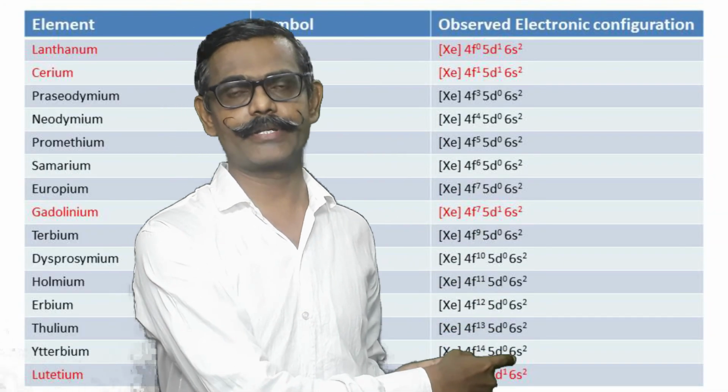Likewise, we can write the electronic configuration for the other lanthanoids. Here, lanthanum is an exception, cerium is a second exception where electrons are there in d orbital. Lanthanum, cerium, gadolinium and lutetium, their electrons are there: 1 electron is there in d orbital, 2 electrons in 6s orbital, and remaining electrons in 4f orbital. Except these 4, if we apply such rule to other lanthanoids, we will get electronic configuration. Observed electronic configuration for all lanthanoids is represented here.